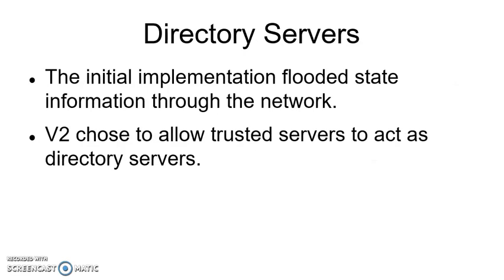Version 2 introduced directory servers. The initial implementation of version 1 flooded the network state information throughout the network. Version 2 chose to allow trusted servers to act as directory servers.